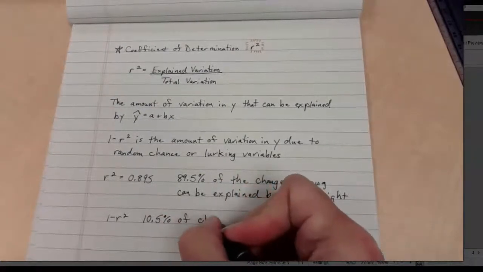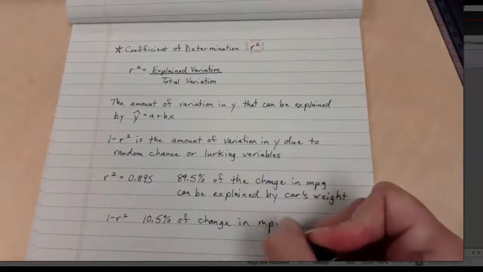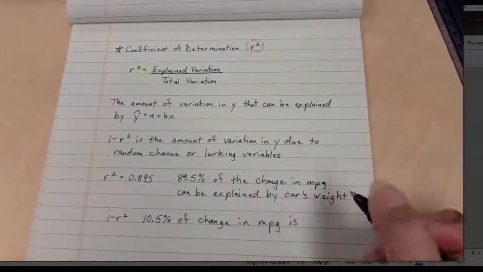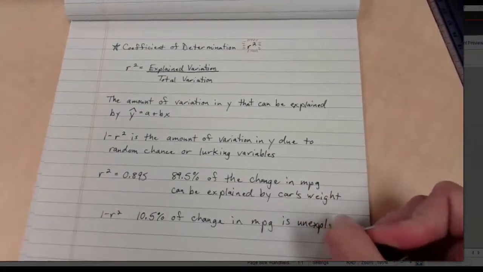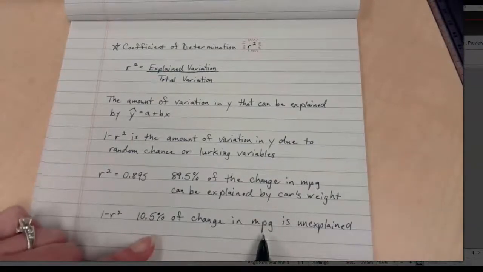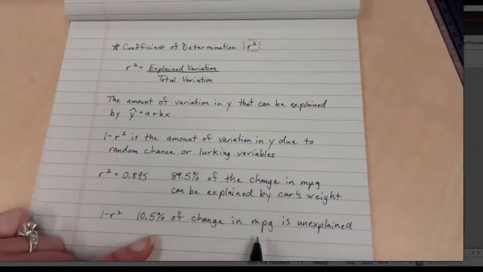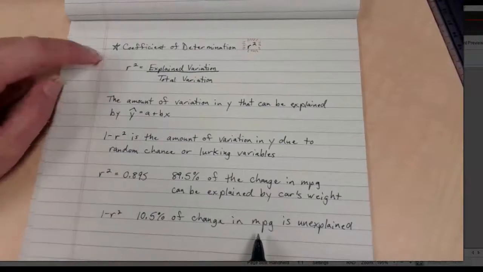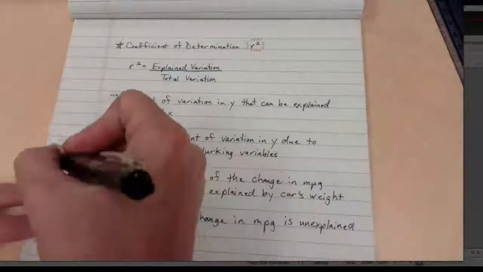10.5% of the change or the variation in the miles per gallon is, and I'm just going to say, unexplained. So some of the change we're seeing in miles per gallon is not due to the car's weight, but due to other factors that may be random or maybe just variables that we're not currently focusing on. All right, and so that is the coefficient of determination, the r squared. This is an example of what that would look like.